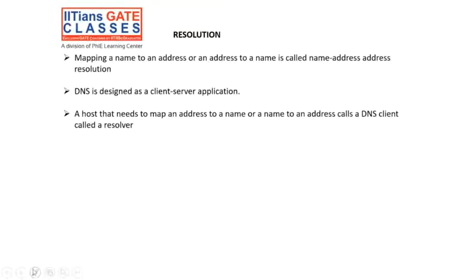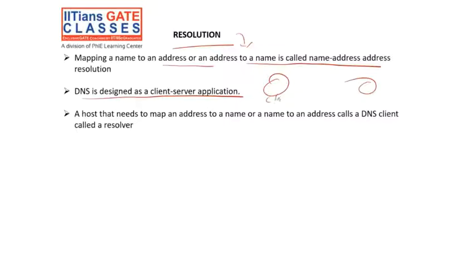Now see, this is your generic, country, and inverse domain. Now, resolution: how we do the resolution of the address. The mapping of a name to an address, or an address to a name, is called name-address resolution. DNS is designed as a client-server application, from client to server. Here is your DNS client, and here is the DNS server. That's why it is a client-server application.